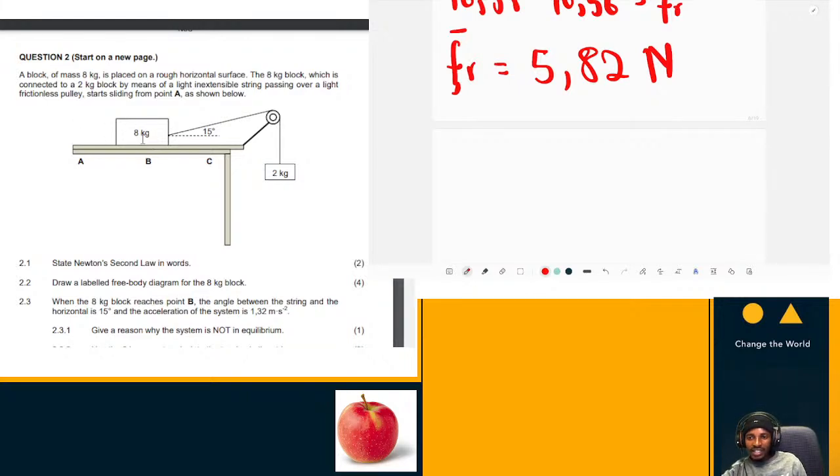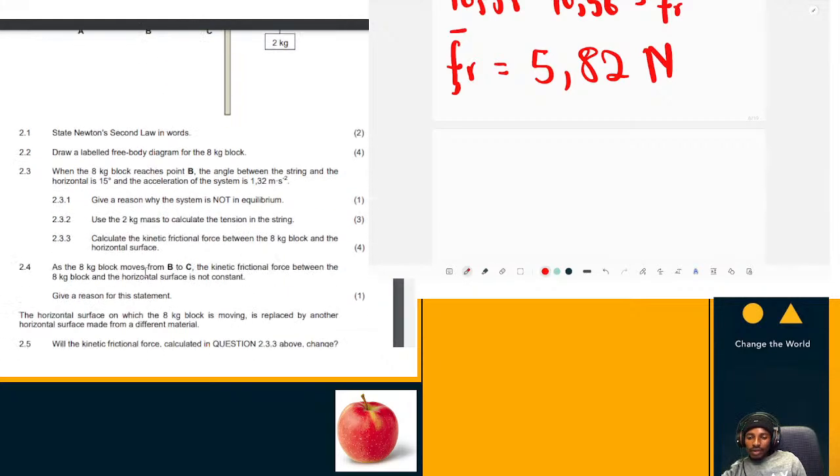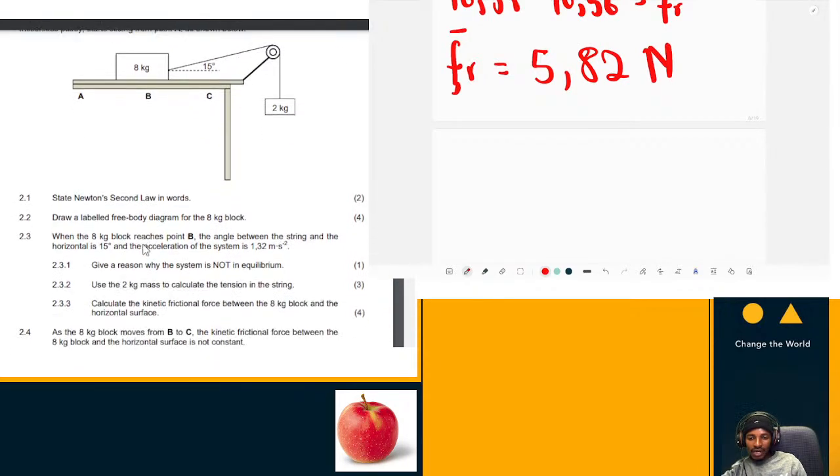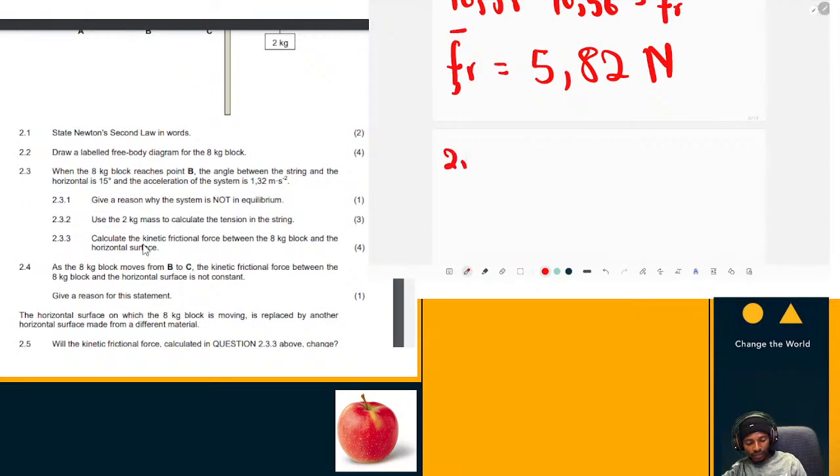But now what happens if we bring this object very close to the pulley? So this angle over here will increase as we move this object over here. If this angle is increasing, therefore the vertical component will also increase. So what is the question? They are saying the kinetic frictional force between the 8 kg block and the horizontal surface is not constant. So now let's try to answer this question, 2.4.